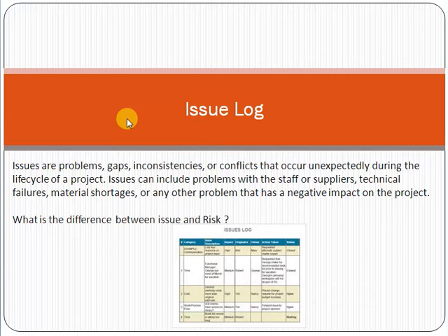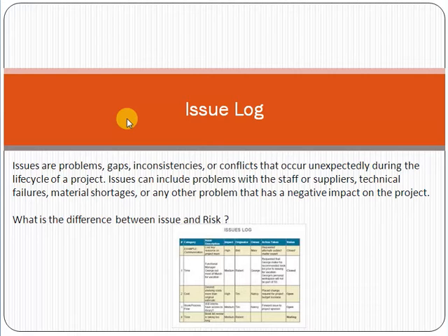Friends, if you are studying project management in university or planning to take the PMP exam, let me tell you that this is a very important topic and you will definitely see it in the exam, either a university exam or a PMP exam.